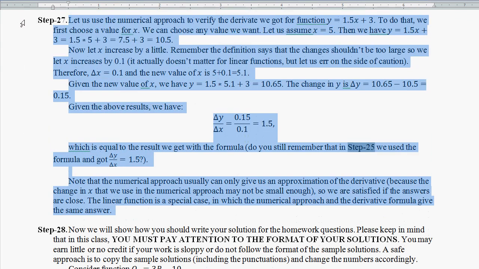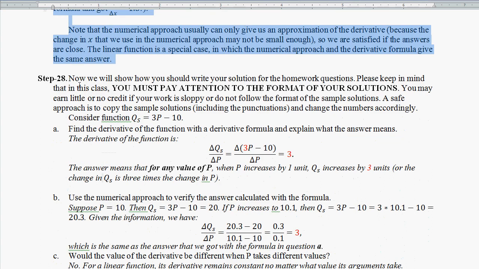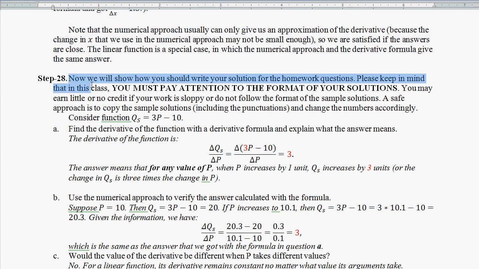In this class, you need to pay a lot of attention to the format of your solutions. Some people may say, "Oh, yeah, as long as I get the final answer, it should be okay." No, it's not okay. If you're only able to get the final answers, that's a very low level of understanding. It's pretty much like you're able to draw a lottery ticket. You get the right ticket, but you don't understand the ticket at all. Just need luck, right?